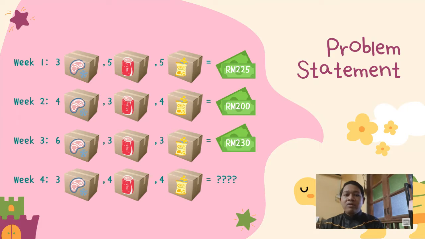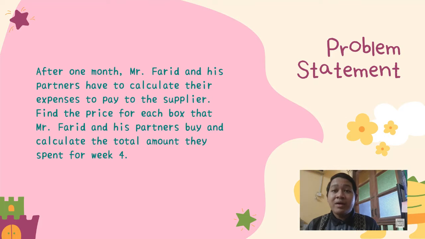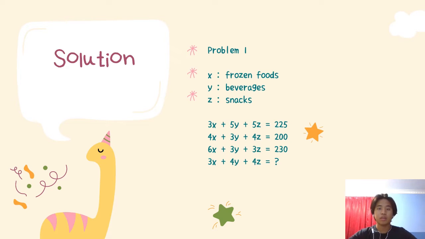Lastly, for week 4, Mr. Farid ordered 3 boxes of frozen food and 4 boxes each of beverage and snacks with unpaid fees. Mr. Farid and his partner calculate their expenses to pay to the supplier after 1 month. Find the price for each box that Mr. Farid and his partner bought and calculate the total amount they spend for week 4. So next I will talk about the solution for this problem.